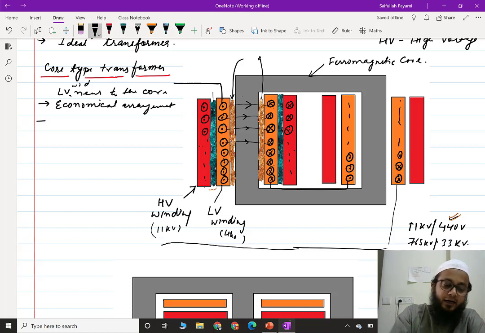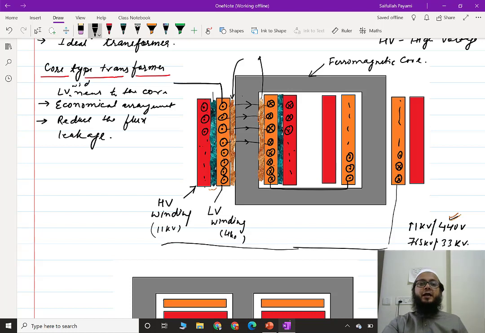LV near the core, or low voltage winding near the core, is the economical arrangement. And second, this kind of core arrangement helps because we could have the low voltage winding here and the high voltage winding on the other end as well, right? Then the flux leakage would be higher in that case. So in this arrangement we are able to reduce the flux leakage. So this is a core type transformer, and this is for a single phase transformer.